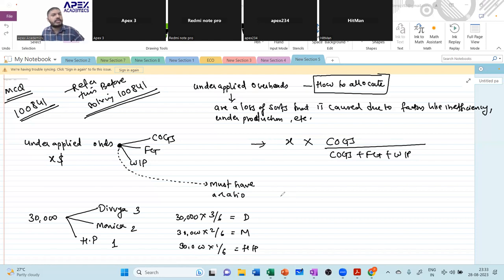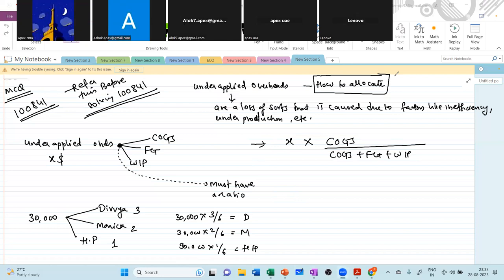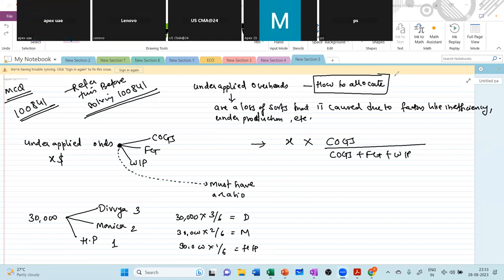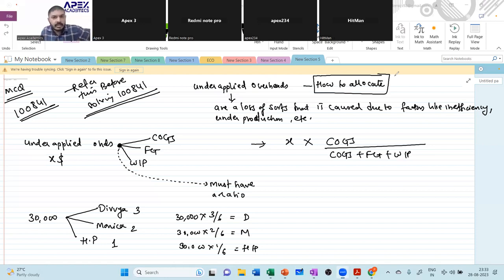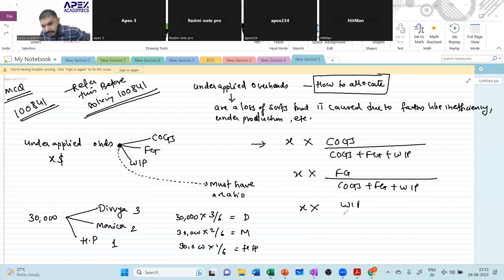Is the allocation to COGS? Ms. Sharma, yes or no? Please tell me. Yes or no? Can I say that this is the allocation to finished goods? And can I say that this is the allocation to WIP? You have only asked this much in your question.